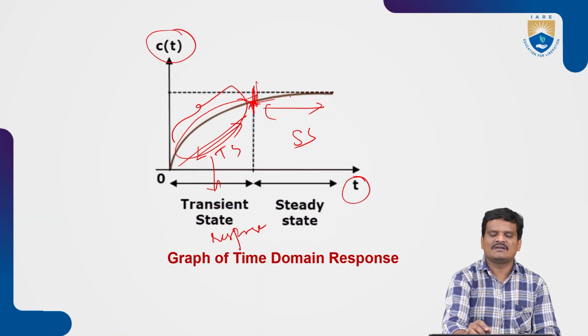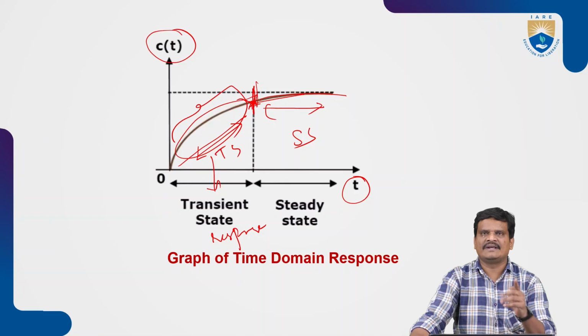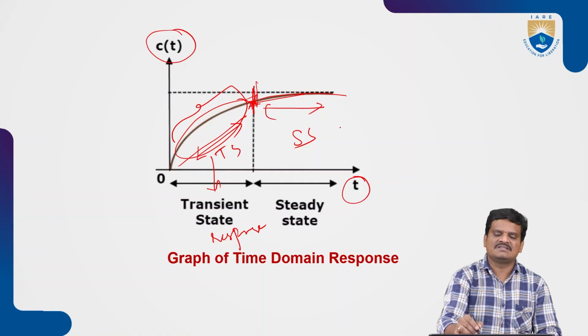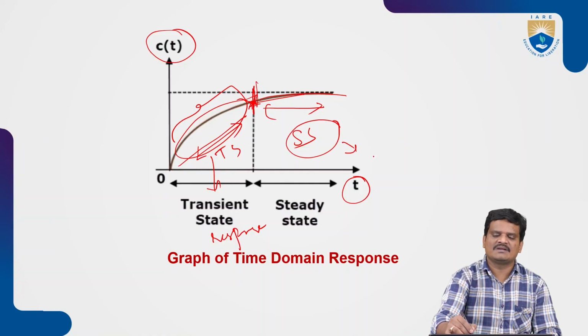After crossing that particular point, you can see the value of the graph is completely constant. Whatever the change in the value of time, the graph will never change, and this state is considered as the steady state, and the response obtained in this state is considered as the steady state response.